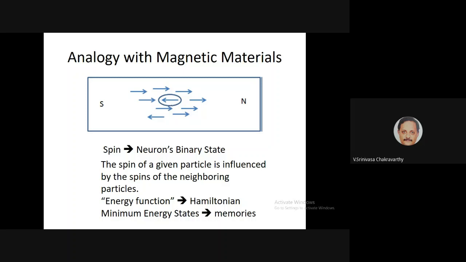So this is a well-known system. It is called an Ising system. I don't know why it's called an Ising. Ising system in physics, and its physics is well understood. There's a lot of work on that. So Hopfield basically did an analogy between this system and the brain.